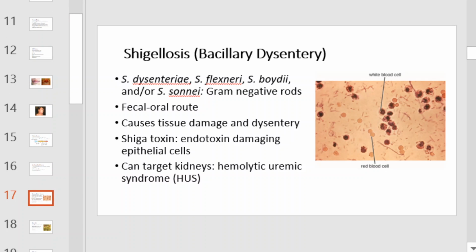Shigellosis. Shigellosis is caused by a number of Shigella species, which are gram-negative rods. They enter through the fecal-oral route and cause tissue damage and dysentery. Shiga toxin is an endotoxin that damages epithelial cells. The toxin can target kidneys and cause hemolytic uremic syndrome.